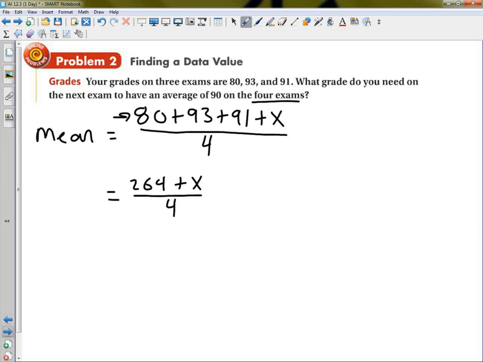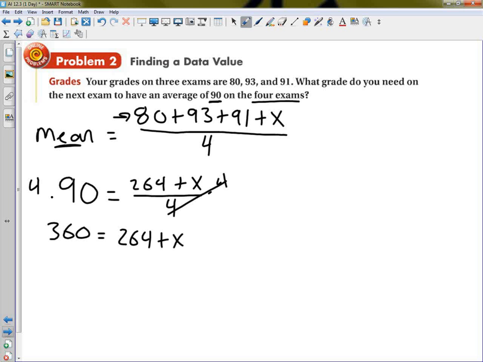Oh, and the last thing I forgot, we want a 90, don't we? We want our mean to be 90. There we go. I almost forgot that crucial part. Now it's time to get x by itself. So I have a 4, I can multiply by 4, those cross off, leaving me with 360 is equal to 264 plus x. Minus 264, minus 264, I get 96 is equal to x. So the score we have to get on the last exam to average a 90 is a 96.